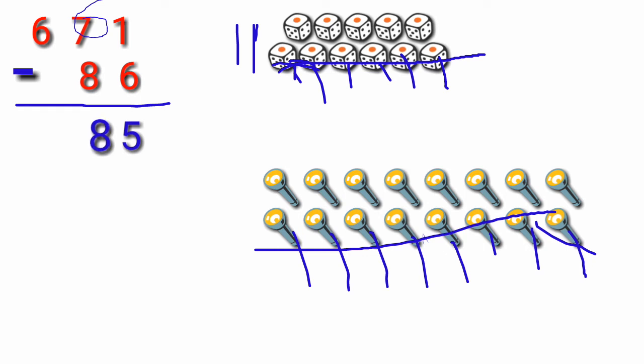So we move to the 6, and the 6 changed to what? 5. Since there is no number, push it down. 5 is the answer. So now the answer is 585. 671 minus 86 is equal to 585. Another example.